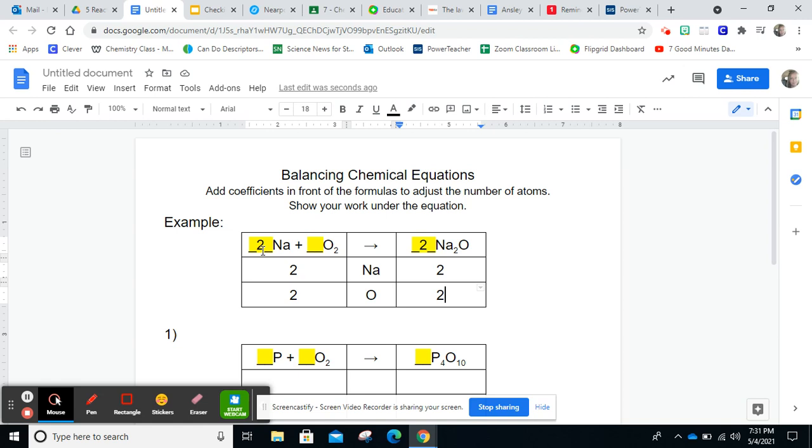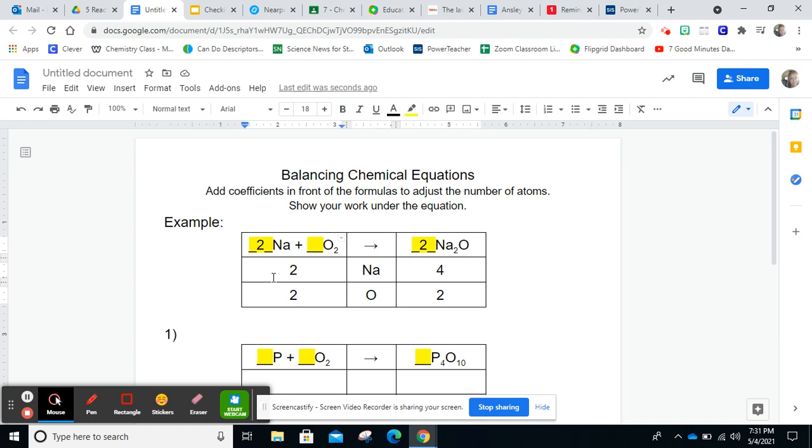Sodium, 2 on the left, sodium, 2 times 2, which is 4 on the right. And so you have to be careful because when you adjust one thing in a compound, it adjusts everything in the compound. We have 2 oxygen on the left, and we have 2 oxygen on the right. So the sodium is not balanced.